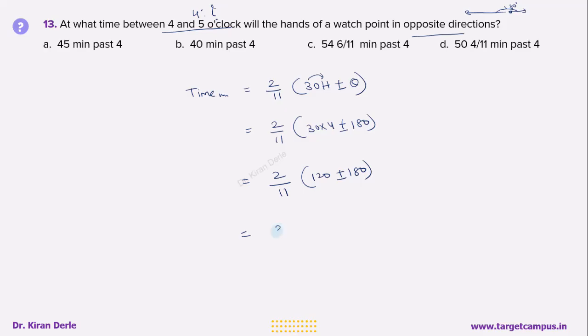Okay, so 2 by 11 into, we'll consider plus only, so 120 plus 180, this is 300, or it will be 600 by 11. 11 fives are 55, so 5 is left. 11 fours are 44, remainder is 4, so 54 and 6 by 11 minutes, right? So your time will be this, right? At this time, you can cross-check in your watch if possible. At this time, the hour hand and minute hand will be in the opposite direction.